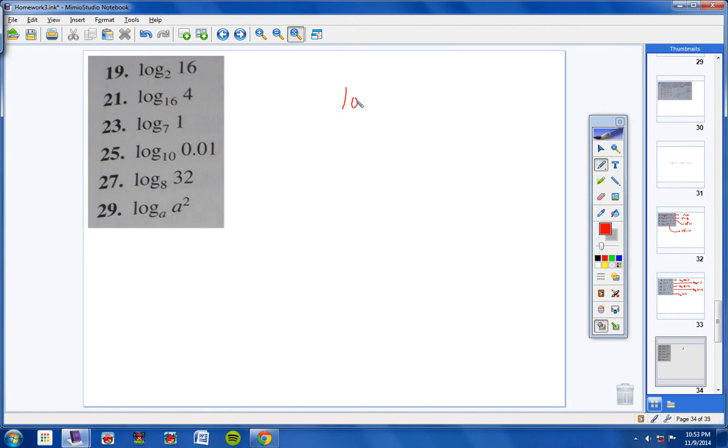25. Log base 10 of 0.01 equals x. This is right out of your notes here, guys. So here we go. 10 to the x power equals 0.01. Now, 0.01 is 1 over 100. Now we're doing good. 100 is the same thing as 10 squared.